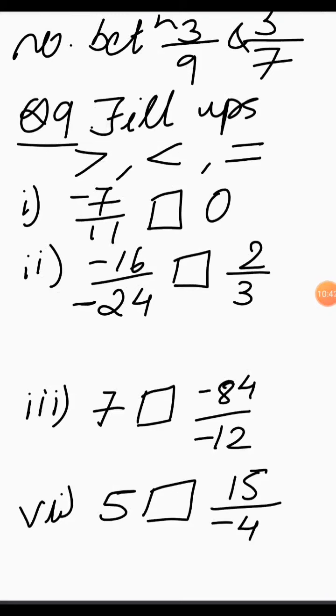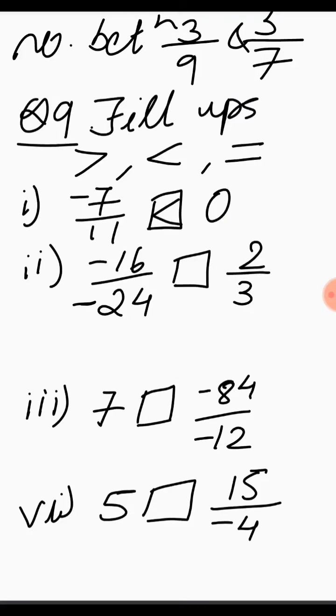Fill in the blanks using greater than sign, less than sign and is equal to sign. Very easy, see, beta. See, the first rational number here is negative and the other is 0. You know every negative rational number is less than any positive rational number or 0. So you have to see the first one. If the first is greater, you will put the greater than sign. If the first is less, you will put the less than sign. So minus 7 by 11 is always less than 0 as it is negative.